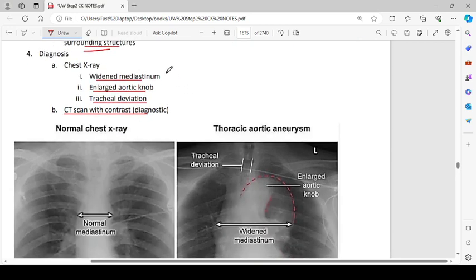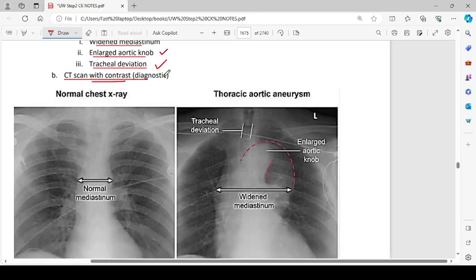On chest X-ray, we will see a widened mediastinum, enlarged aortic knob, and tracheal deviation. CT scan with contrast is diagnostic. So this is not a ruptured thoracic aortic aneurysm. Just because of its mere presence, it can cause widening of the mediastinum. The aortic knob is enlarged, and we have tracheal deviation as well.